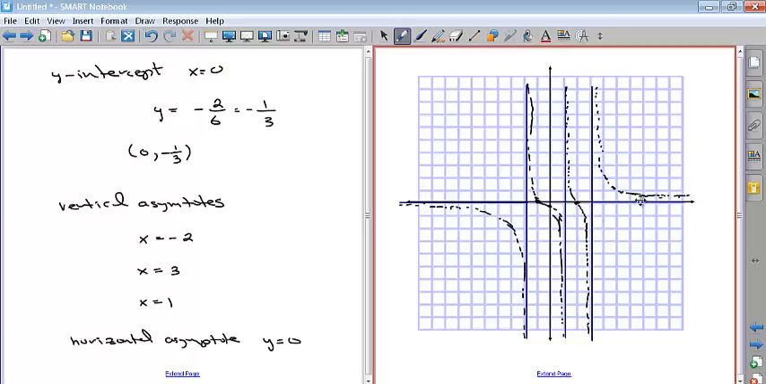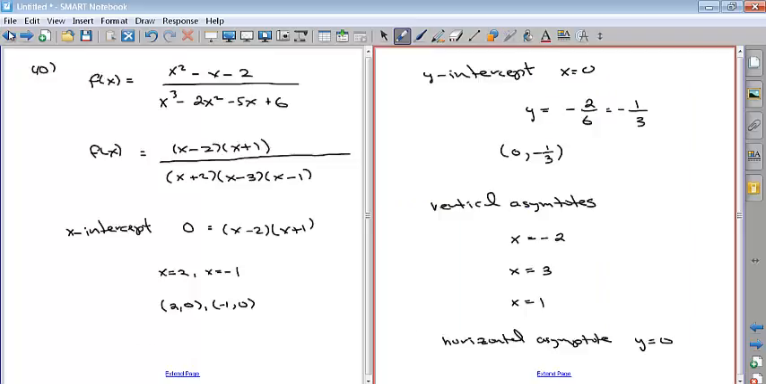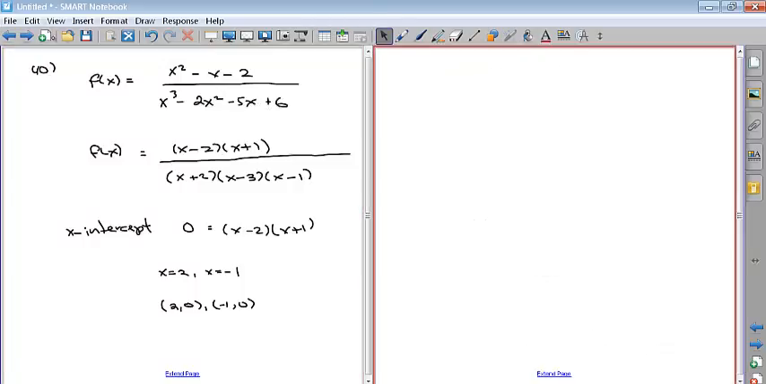Let's just prove that this is true. This is the origin, 1, 3, 4. So if we go to 5, if we plug x equals 5 into the original equation, you'll get 5 squared minus 5 minus 2 divided by 5 cubed minus 2 times 5 squared minus 5 times 5 plus 6.